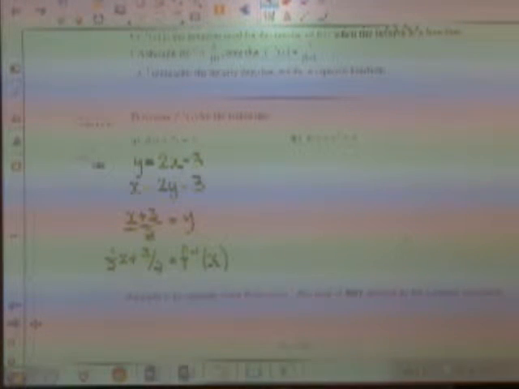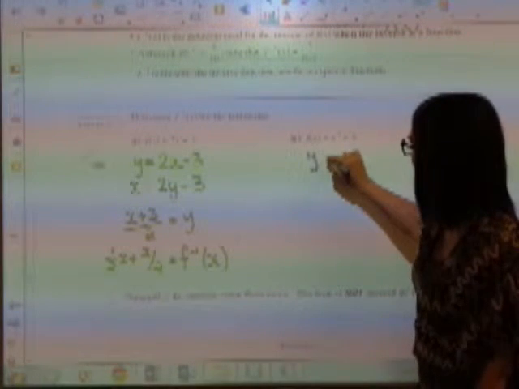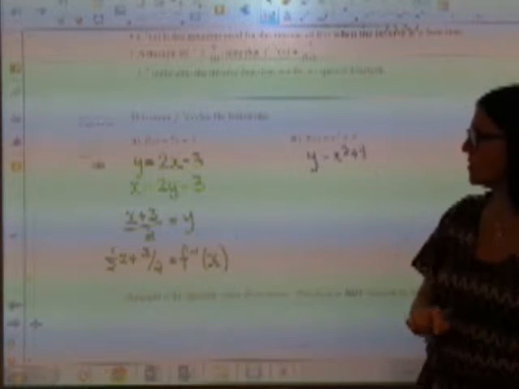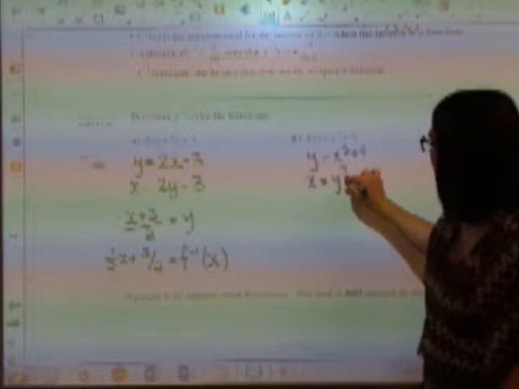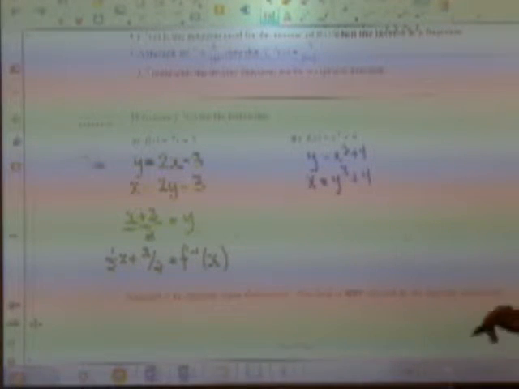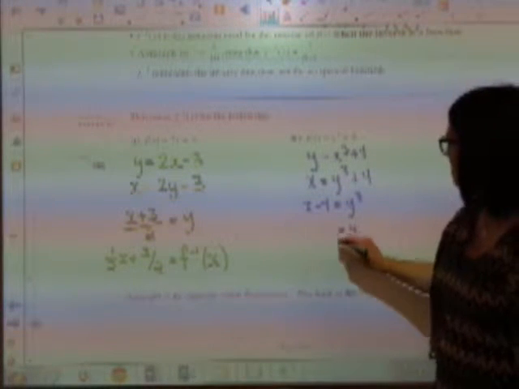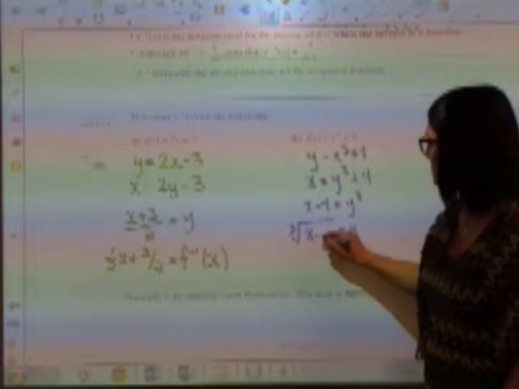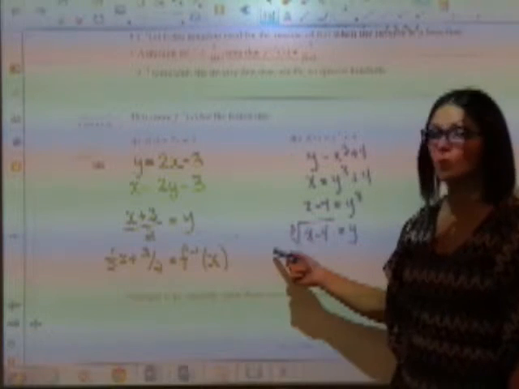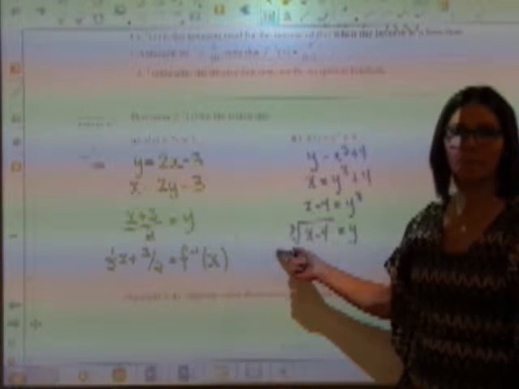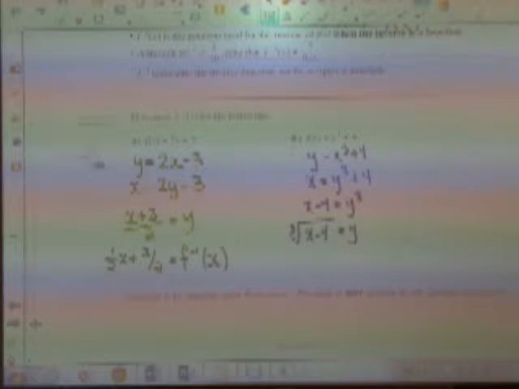So if we look at B, I would start off by writing it as y equals x cubed plus 4. Then I interchange the x and the y, so that now I have x equals y cubed plus 4. Subtract by 4. And to get rid of the cubed, I would cube root it. Now when I cube root this equation, do I have to put a plus minus in front of it? So when you cube root a number, can you get a positive and a negative answer? No. If I cube root 27, I only get 3, because 3 times 3 times 3 is 27. If I cube root negative 27, then I would get negative 3.